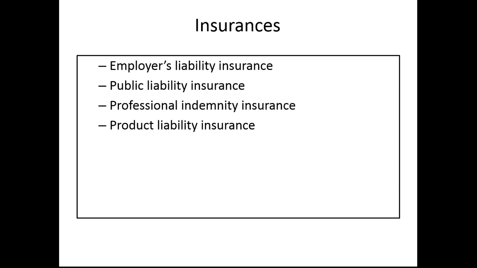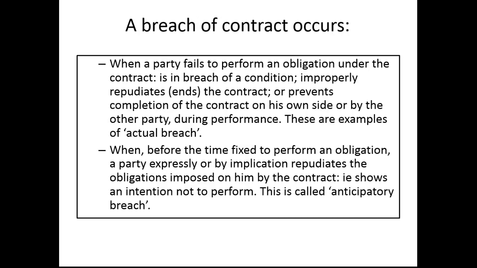Insurance. You need to build insurances in. There are all kinds of insurance: employer's liability, public liability, professional indemnity insurance. If an architect builds a building and the building falls down, that's professional indemnity insurance. Product liability insurance, and loads of different kinds of insurances. You need to make sure there are insurance terms built into these contracts.